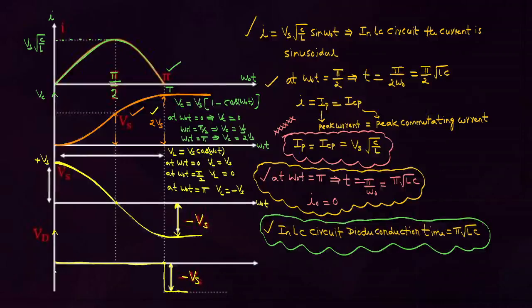Then with respect to these observations, these waveforms that I have drawn, please concentrate. I equal to Vs into square root C by L into sin of omega naught t. With this, at what value of omega t is the current maximum? Very important. At omega t equal to pi by 2.